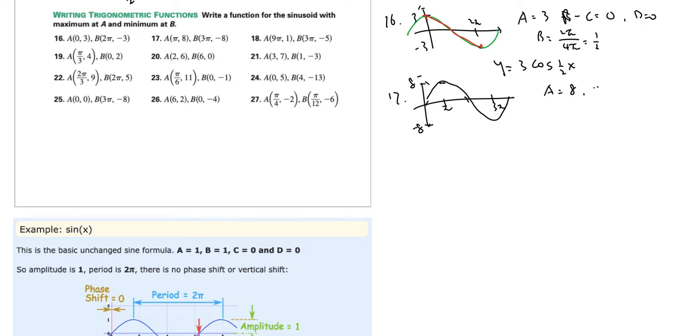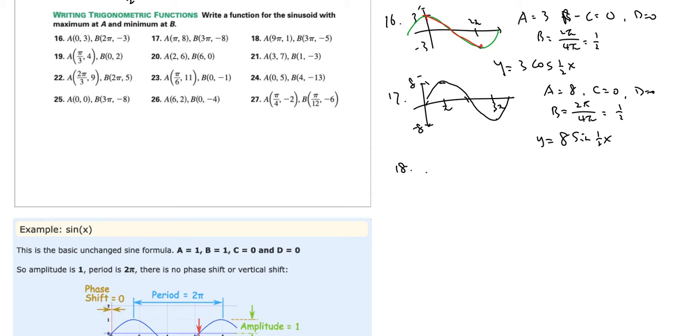Then C equals 0 if we use sine, D equals 0, and B is equal to 2 pi over the period. From pi to 3 pi is 2 pi. That's only half of the period, so the whole period is going to be 4 pi, and B equals half. And so y equals 8 sine half x.